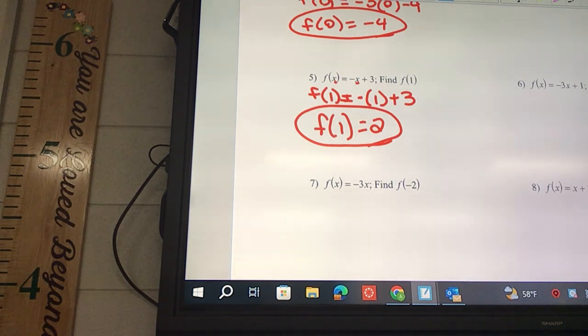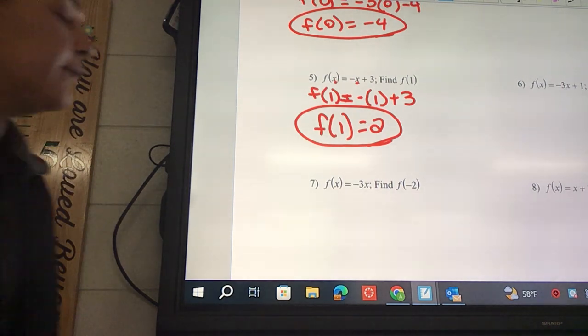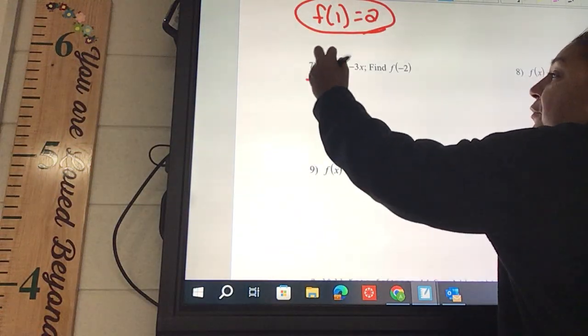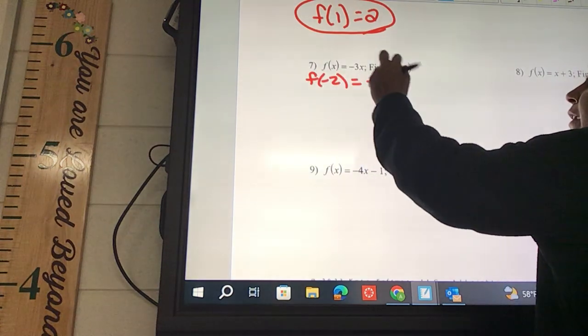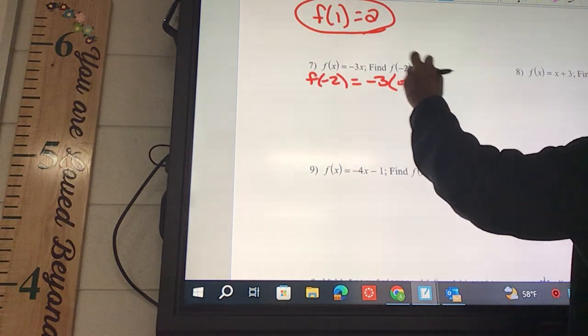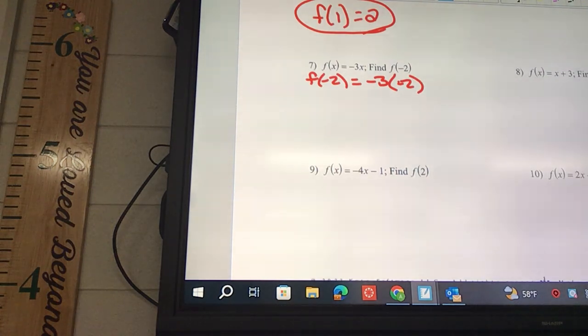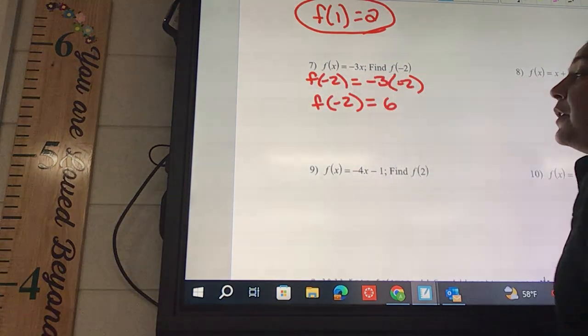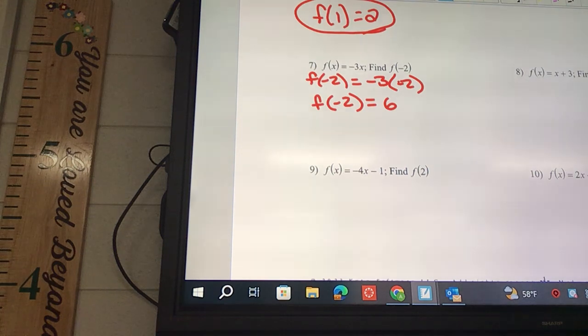Okay, 7. What am I plugging in? It says find f of what? Negative 2. So we're saying f of negative 2 equals negative 3, and I have another x, so I'm going to put a negative 2 there. So what is negative 3 times negative 2? Or if you plug it in your calculator, what are you going to get? 6. Good. So at f of negative 2, my answer is 6.